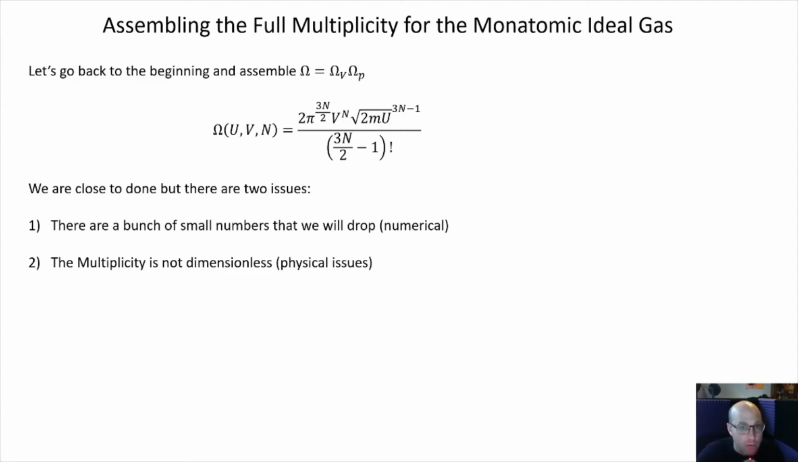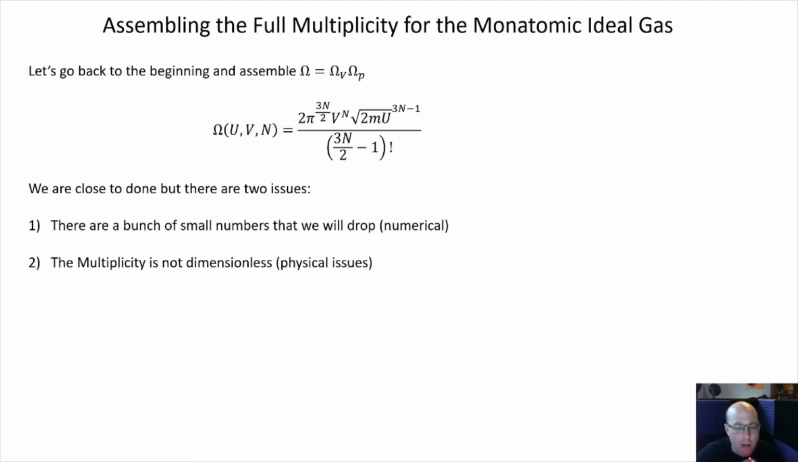The first, and they're serious issues. They're not just that there's big numbers and factorials. We'll deal with that later. But they're two really serious issues. Number one, we got a bunch of small numbers. Okay, actually, that's not a serious issue. I shouldn't have said that. That's a trivial issue. But the really big issue is that the multiplicity is not dimensionless, right?